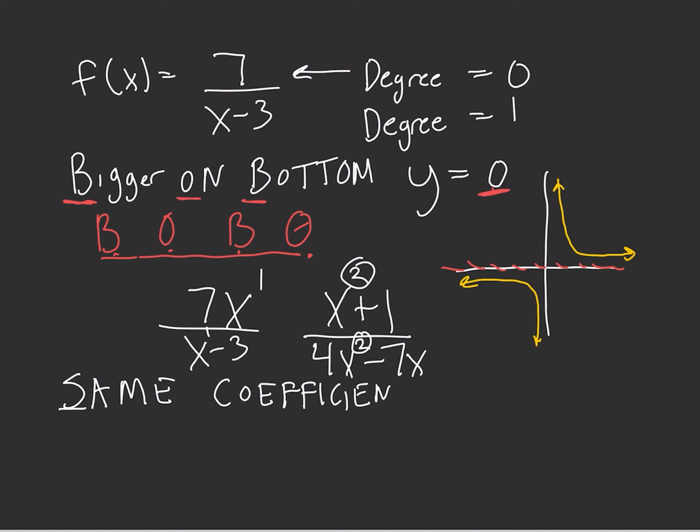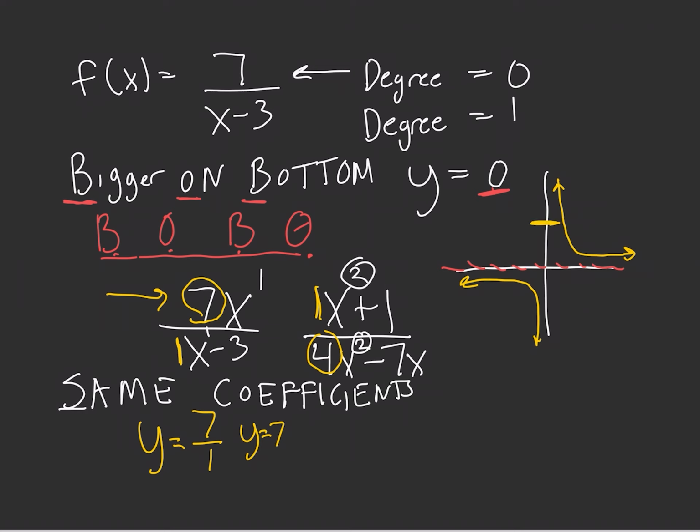So what are the coefficients right here? Well, for example, in this one, the coefficient of x is 7, and since there's no number written here, it's a 1. Here, the coefficient in this one is a 1, and then this is a 4. So your horizontal asymptote in this one would be y equals 7 over 1, or y equals 7. That's the horizontal line.